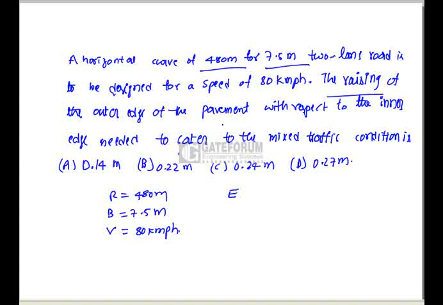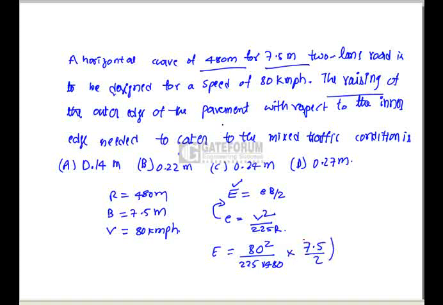Now, rise is equal to super elevation E into B by 2. E we can find out by using E is equal to V square by 225 R. So by substituting this E over here, we get E is equal to 80 square by 225 into 480, into B is 7.5 by 2. So we will get the answer 0.22. So option B is correct.